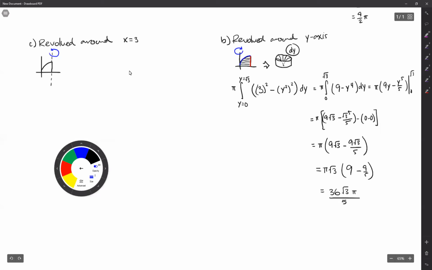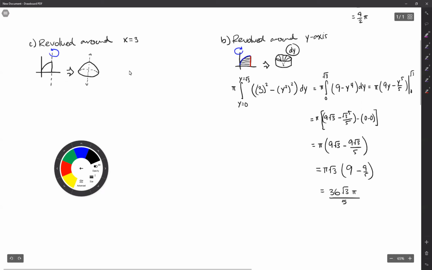And the shape is going to be swept around this vertical line, which is going to result in a sort of inverted bowl shape, maybe like a very flat bullet. Okay. Axis of rotation being right there.